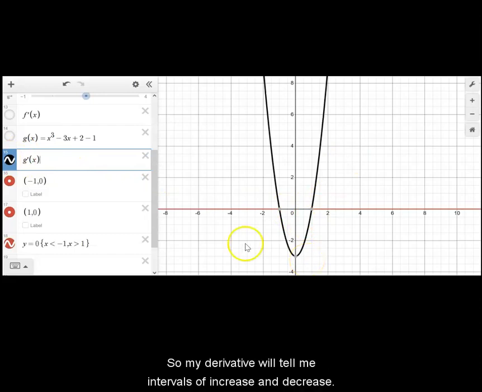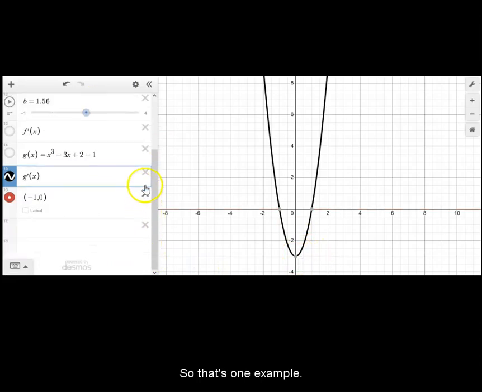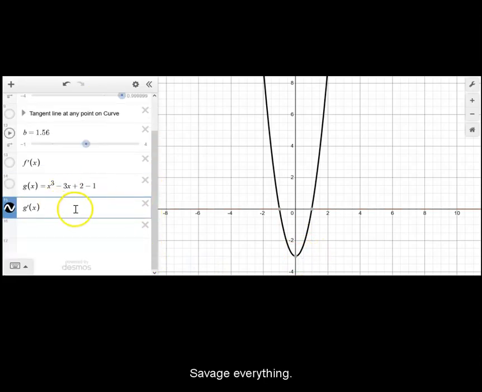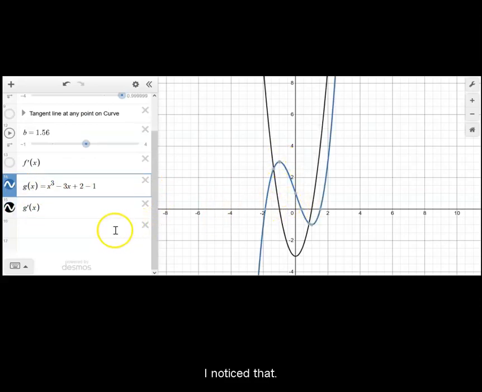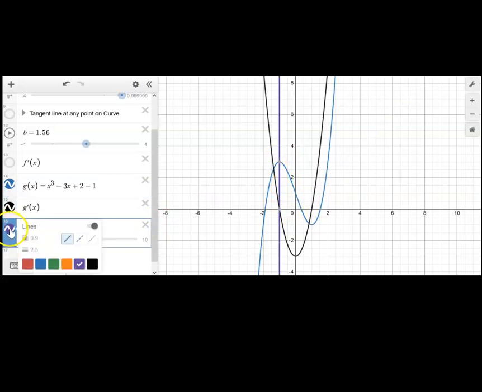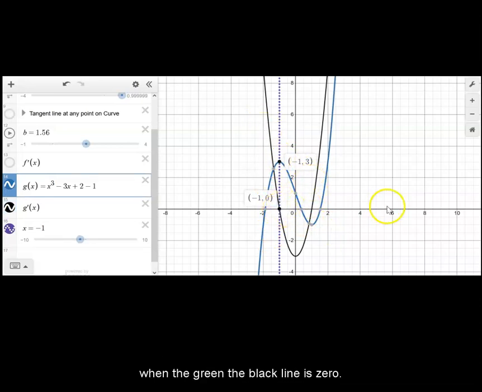So my derivative will tell me intervals of increase and decrease. It'll also tell me when I'm at 0. So that's one example of a derivative function. If you lay that on top of your other function, notice that this is x equals -1. Let me put these in dashed lines. They have points in common. So the top of the blue line is when the black line is 0. It's when they change signs.